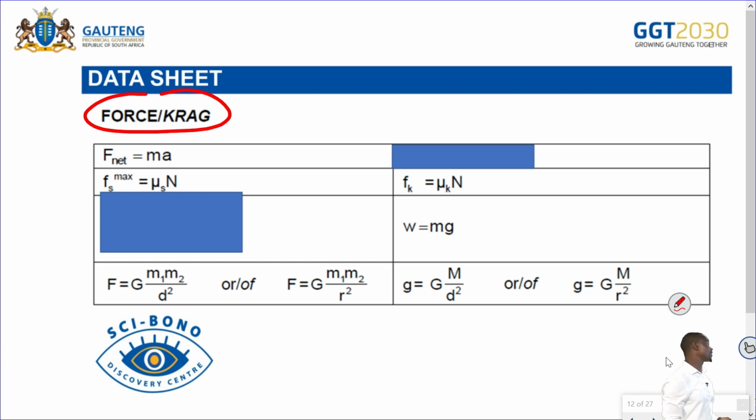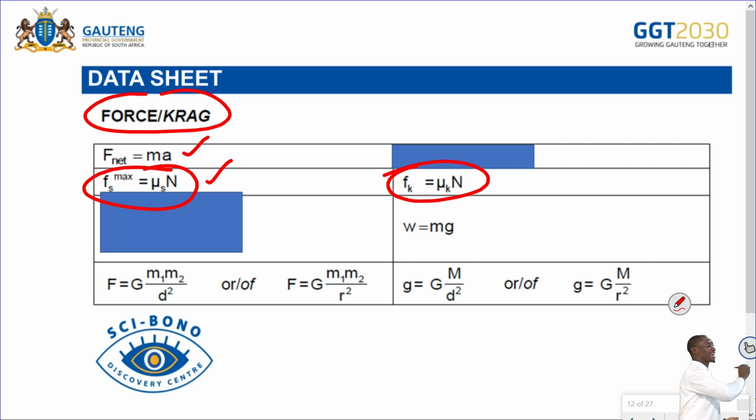This is the equation, F net equals ma. We're not expecting learners to write F equals ma. It should be F net, which is the sum of the forces, equals mass times acceleration. We did talk about this last week when we were focusing on different kinds of forces. For example, different types of friction: kinetic friction, static friction, maximum static friction. This is how we calculate the maximum static friction, and this is how we calculate the kinetic friction.